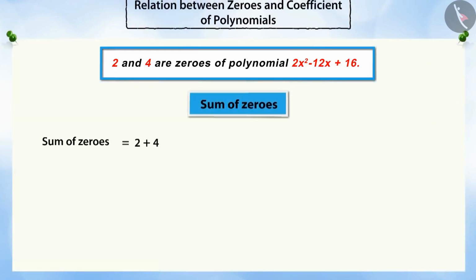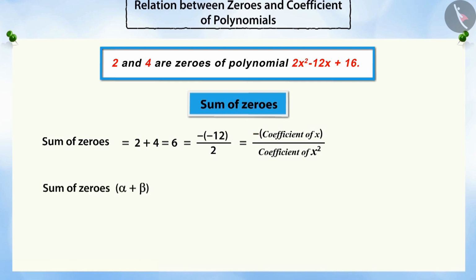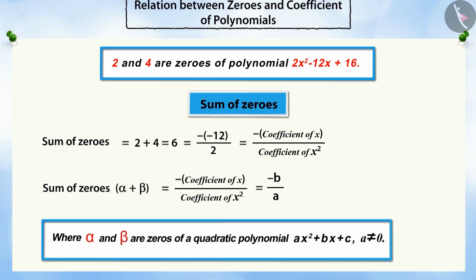If we add the zeros, you will see that the sum of the zeros is equal to the negative ratio of the coefficient of x to the coefficient of x squared of the quadratic polynomial. It can be said that the sum of the zeros of a quadratic polynomial is equal to the negative ratio of the coefficient of x to the coefficient of x squared, where alpha and beta are two zeros of a quadratic polynomial ax squared plus bx plus c.